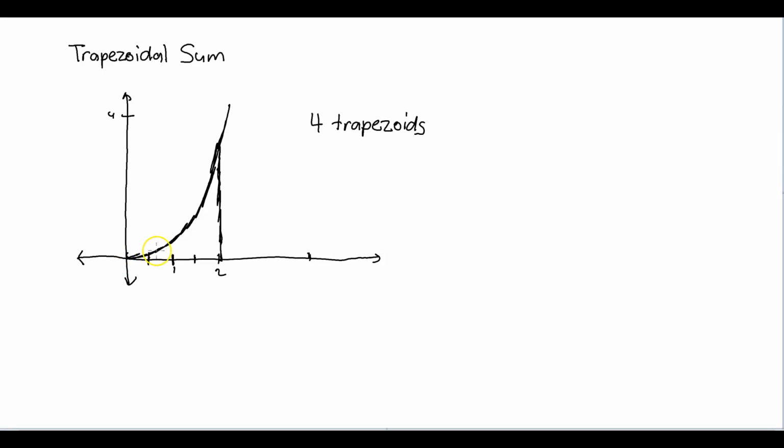So you have this trapezoid, this trapezoid, and this trapezoid. And you have this trapezoid, which turns out to be kind of a triangle. Okay, since this is 0.